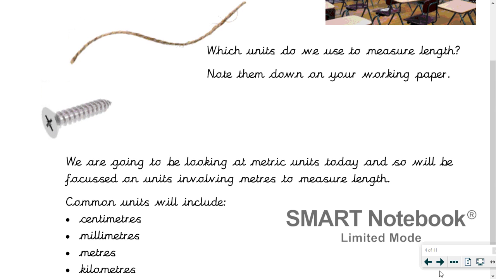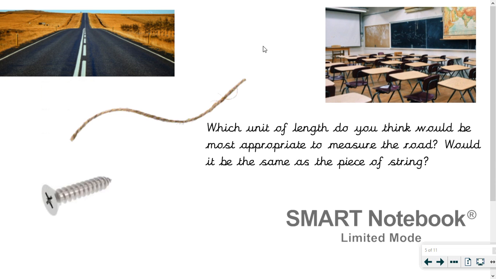So what I'd like you to do is have a think. Don't need to note it down anywhere, but which of those units of length, kilometers, meters, centimeters, millimeters, which one do you think would be most appropriate to measure the road, how long that road is? Do you think millimeters or centimeters using your ruler would be best? Or something a bit bigger maybe?